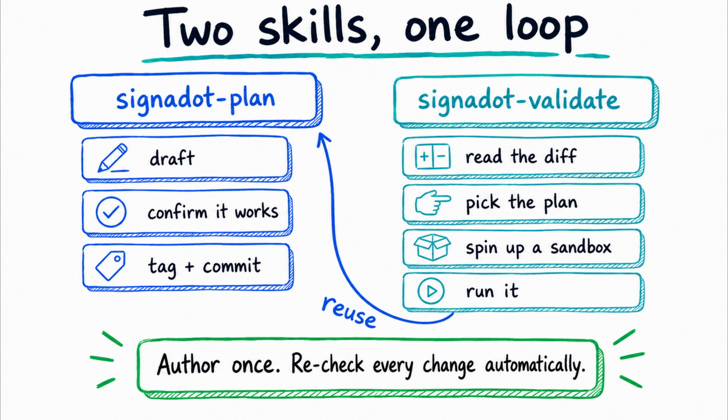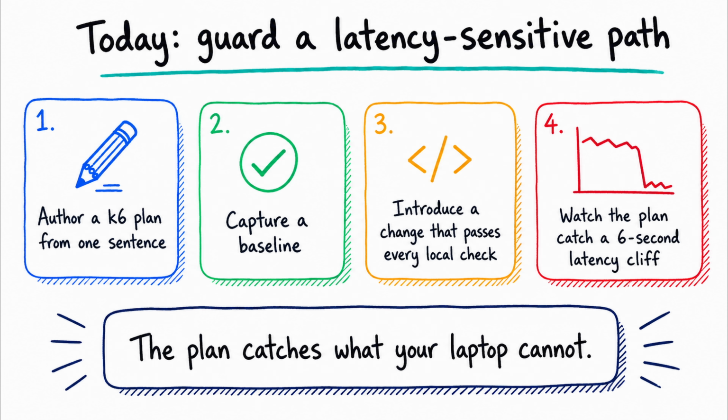The workflow runs through two skills. Signadot Plan has your agent draft a plan, confirm it works, then tag and commit it as a versioned artifact. Signadot Validate then reads a diff, picks the right plan, spins up a sandbox with the change wired in, and runs it.